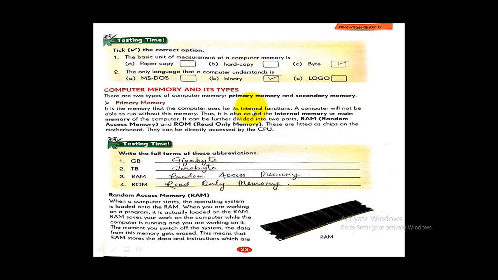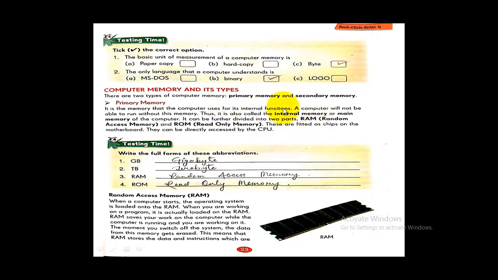This is known as internal memory. It is also known as the main memory of the computer, the most important memory, or it is known as the internal memory as it is used for its internal functions.